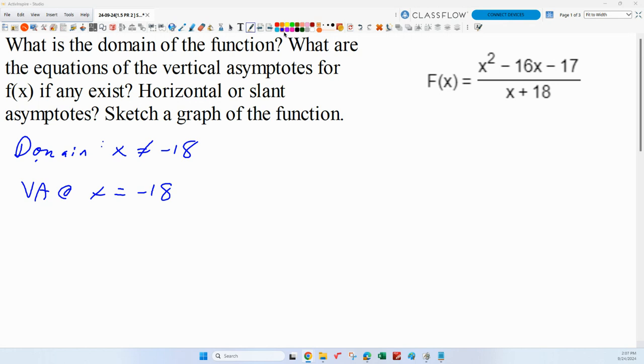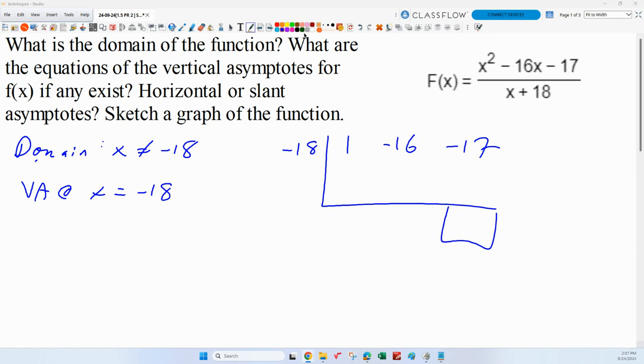Slant. How would we find the equation of the slant asymptote here? Synthetic division. We simplify the quotient with synthetic division. And what goes out front? What goes top row? Remainder box. Okay. And what do we get? Something. Okay, so it doesn't really matter.